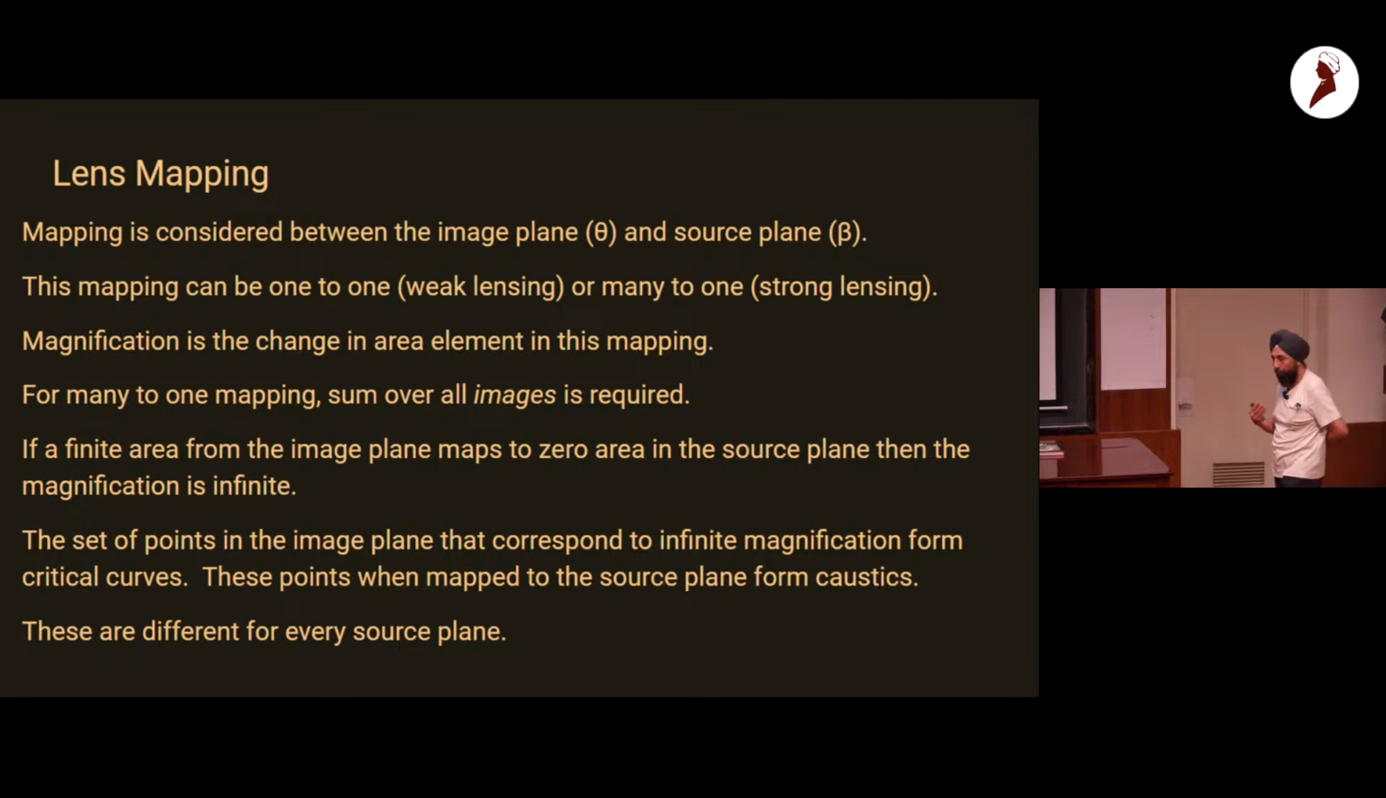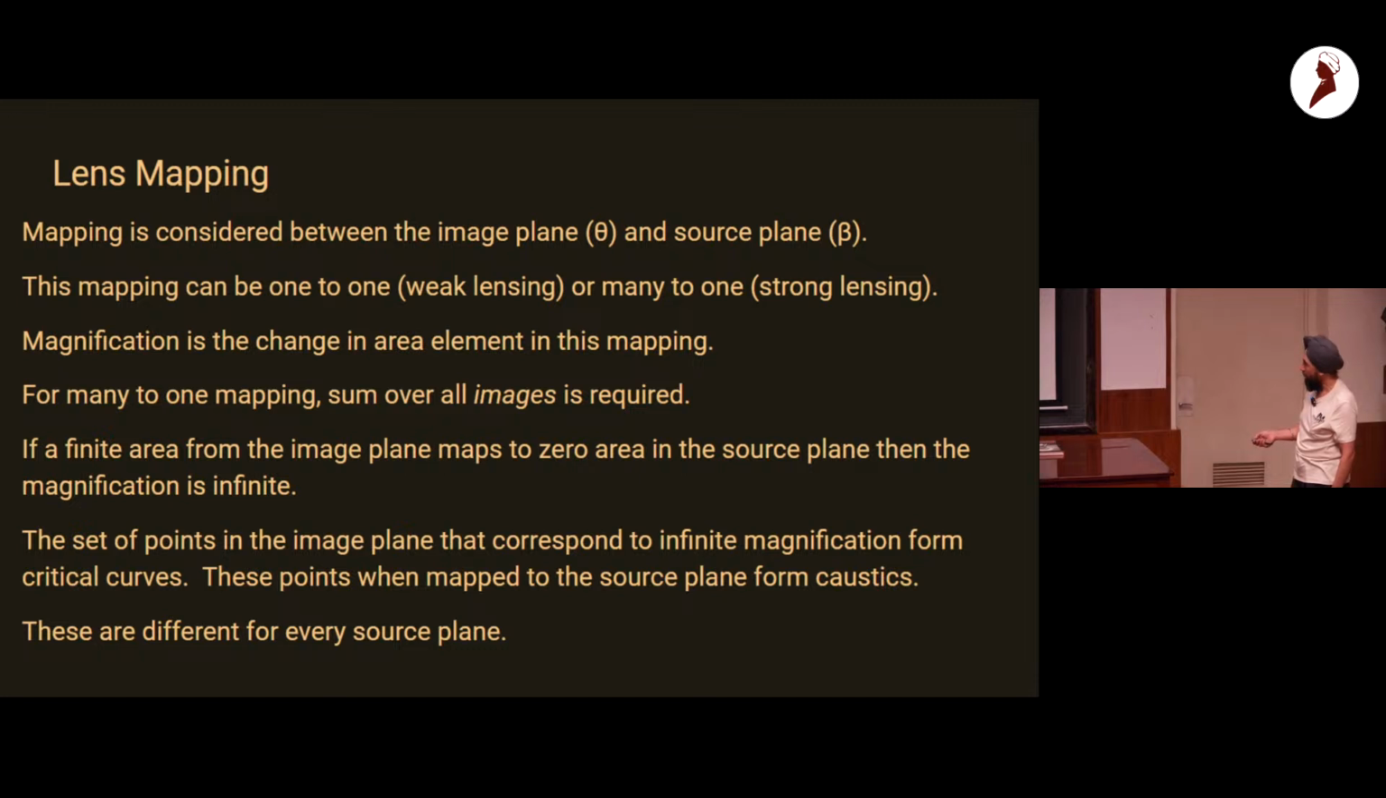Now, in this map, it's possible that a finite area from the image plane maps to zero area in the source plane. When that happens, magnification is infinite. But that's a formality because all sources have a finite area, and when I average the magnification over the source area, the magnification will always turn out to be finite. But one can sense that if I have a smaller source, I can achieve much higher magnifications than I can for a larger source.